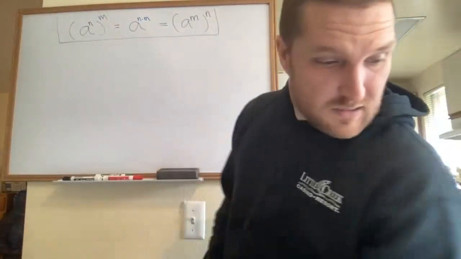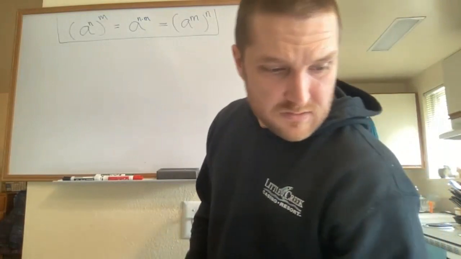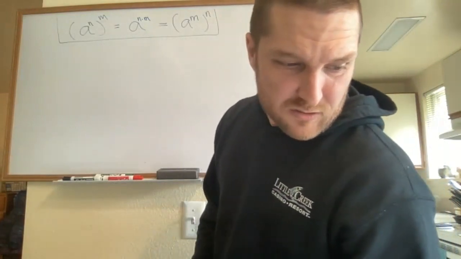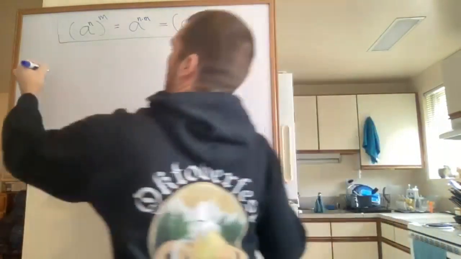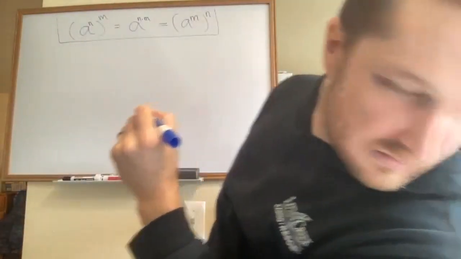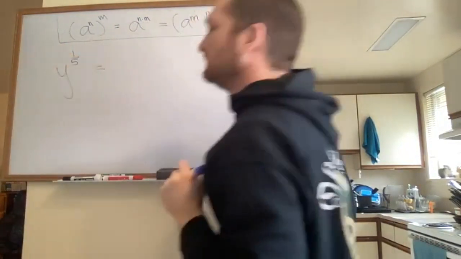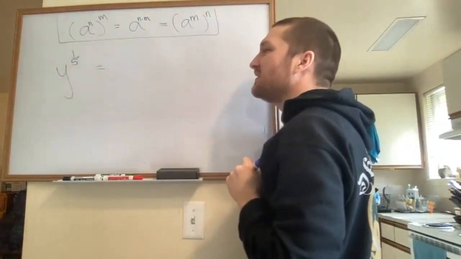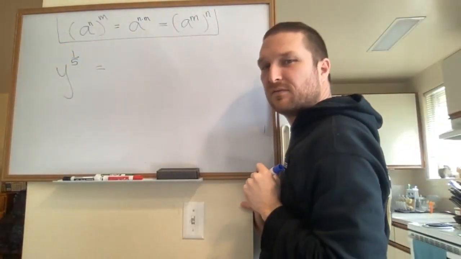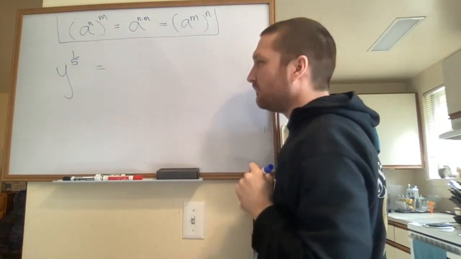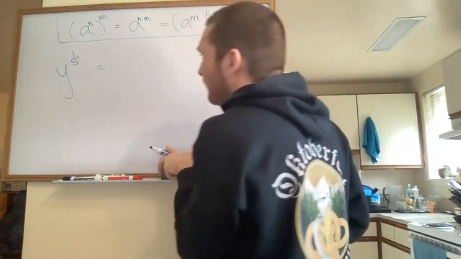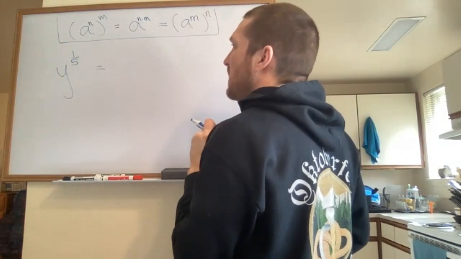Okay, another thing. Now, going in the opposite direction, how do we write something without rational exponents? Let's do this. If I have this right here, what does that equal to? It should be the something root of something, and that's a 5, by the way. That's 1/5.